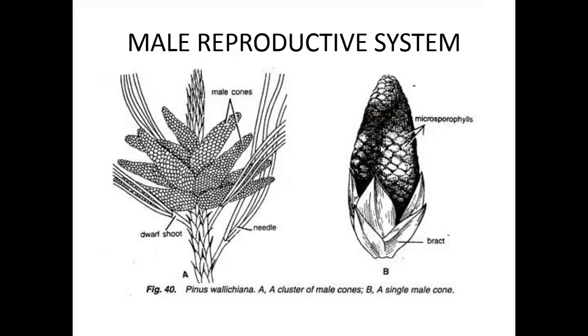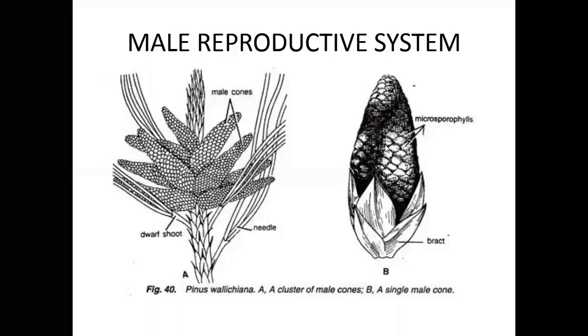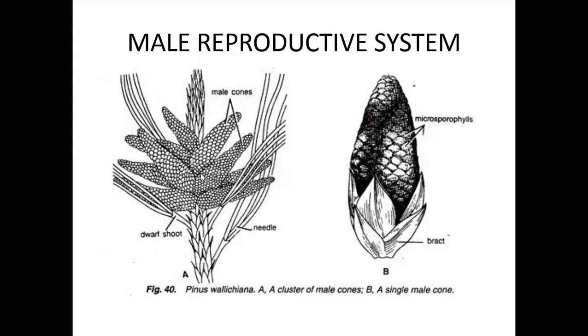Each male cone looks like a pineapple-like structure. At an early stage, all male cones are protected by the needles. Up to 64 or 65 male cones are developed on the terminal part of the dwarf shoot.